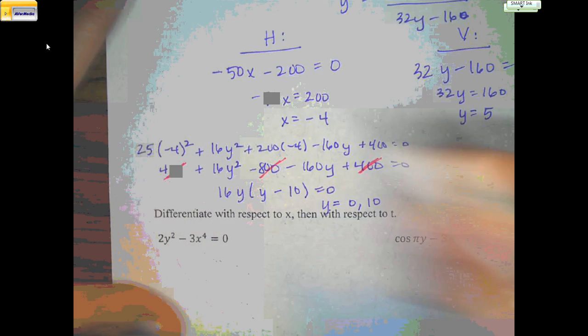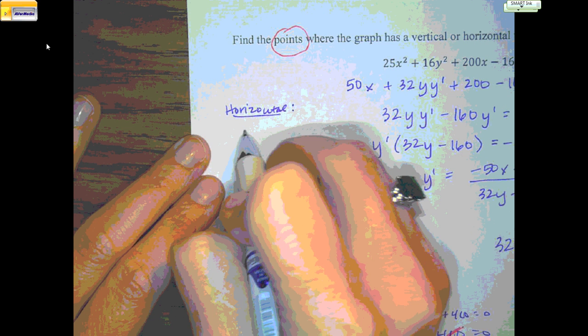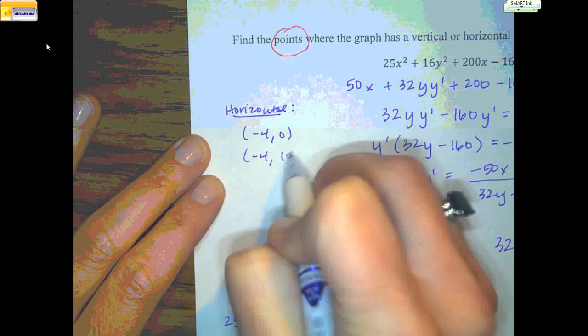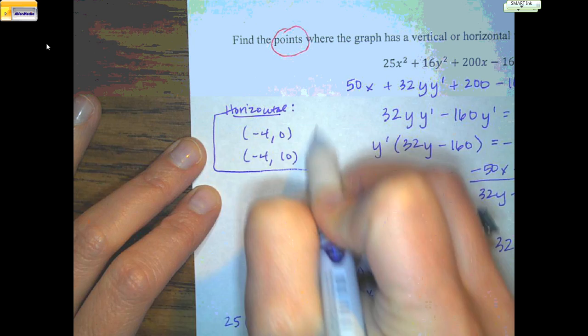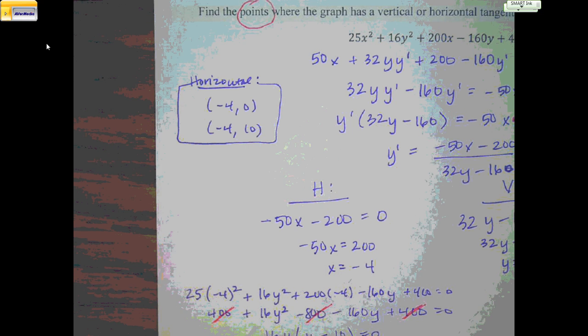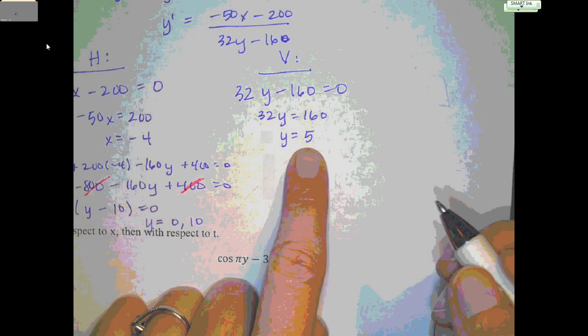So for the horizontal tangents, it happens when x is negative 4 and y is 0, and when x is negative 4 and y is 10. That's what you just figured out. Negative 4, 0, negative 4, 10. Vertical happens when the y value is 5. That's what this is right here. Something comma 5 and something comma 5. So we got to plug in a 5 to the original and see what the answer is.